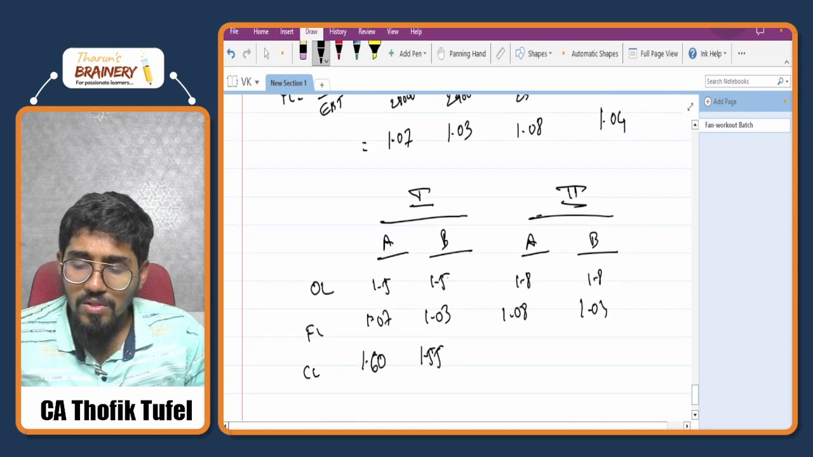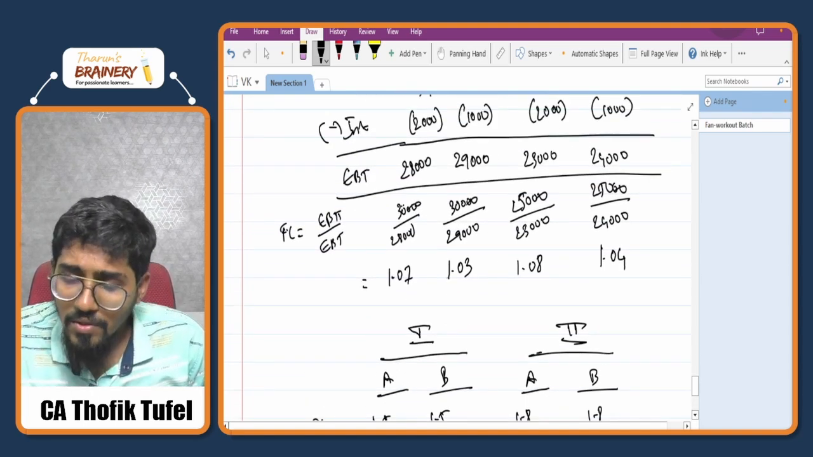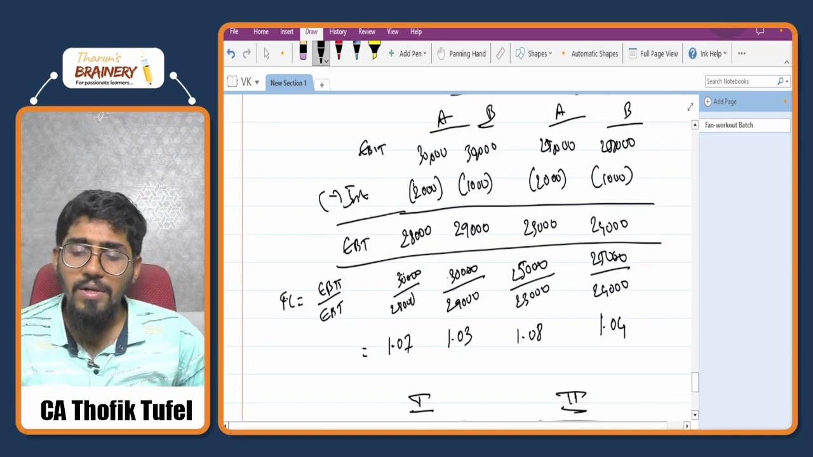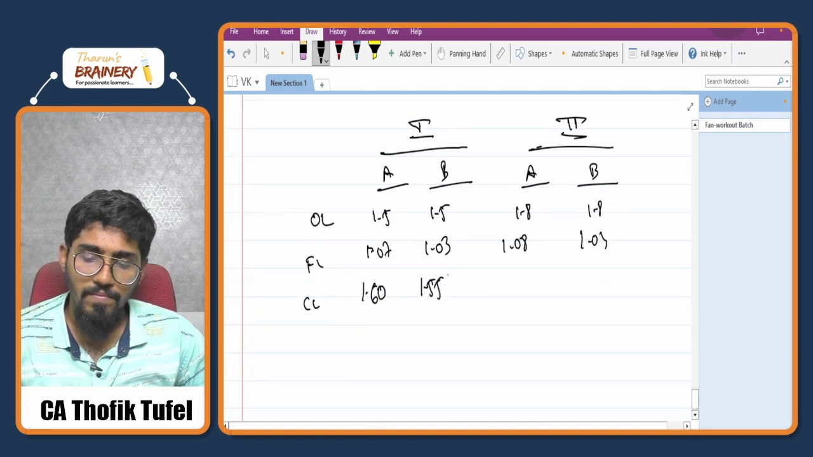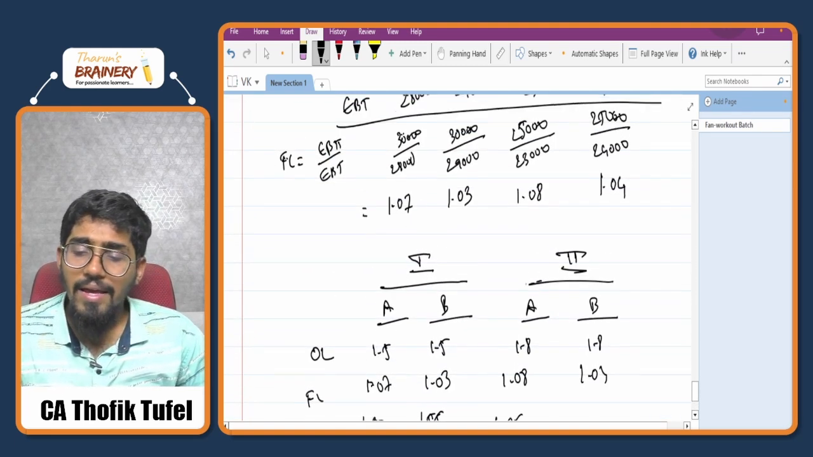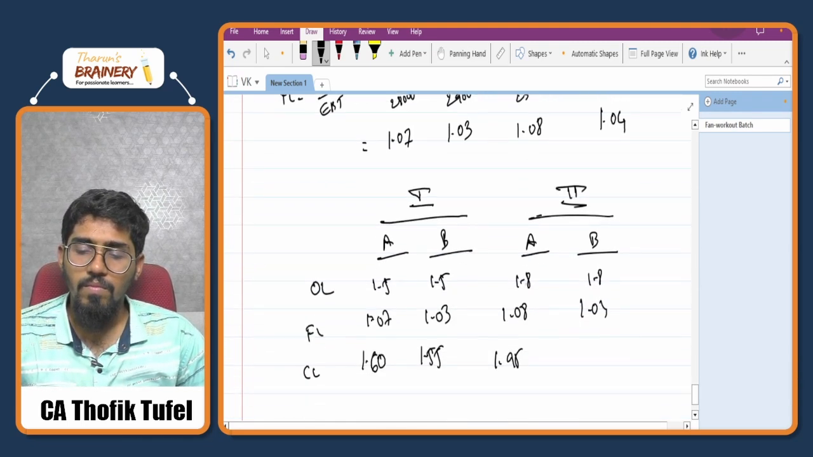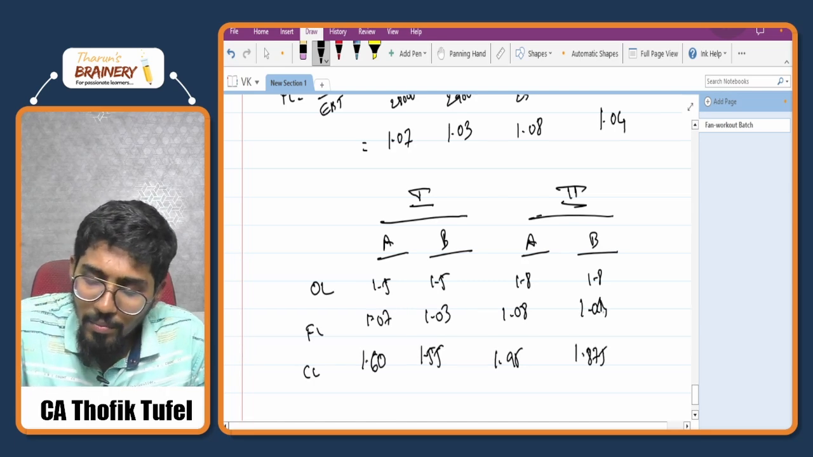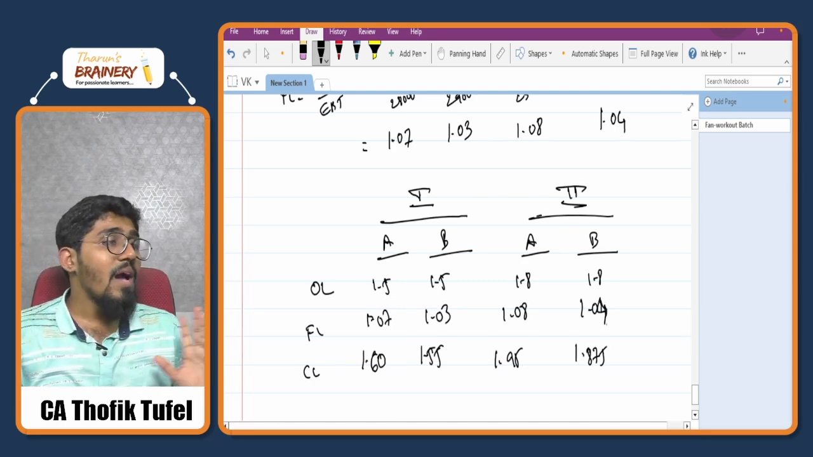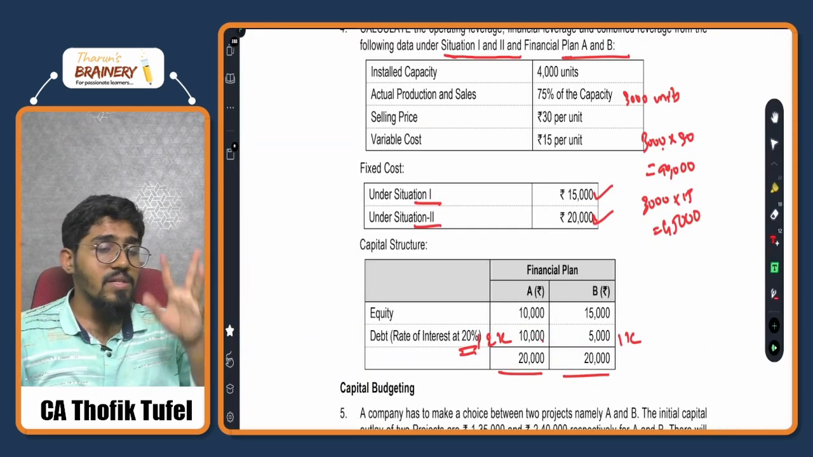contribution 45,000. So contribution is the same. 45,000 divided by 25,000. Sorry, 23,000. 45 divided by 23. 1.95. And again 45 divided by 24. 1.875. So this is the answer that the examiner is expecting. Now keep your fingers crossed. We will just check the answer.